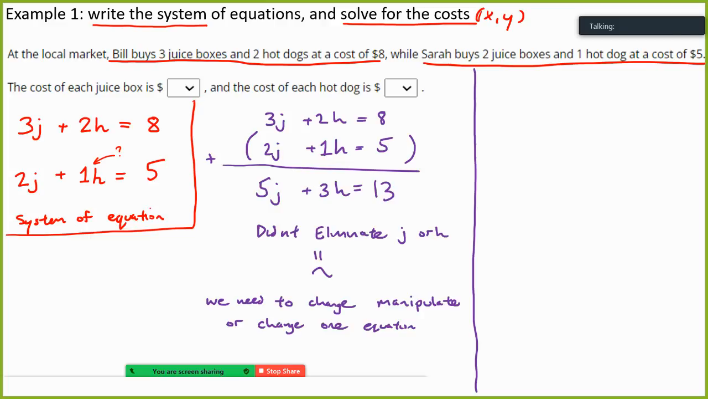Two. Nice. That was Anaya? Thank you. So we have to visually inspect and ask ourselves, is there anything I can multiply to one of these equations to make it match the other one? And Anaya got it. It's 2. Here's what we're going to do. I'm going to take my 2J plus 1H equals 5 and imagine multiplying the whole equation, left and right side, by 2.